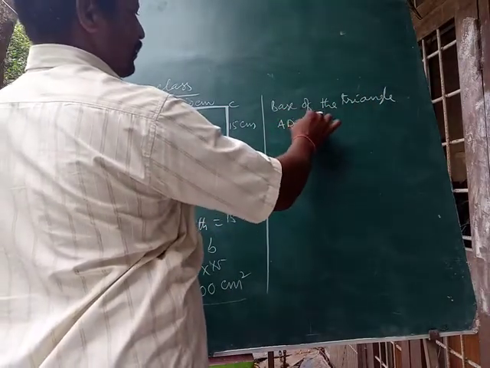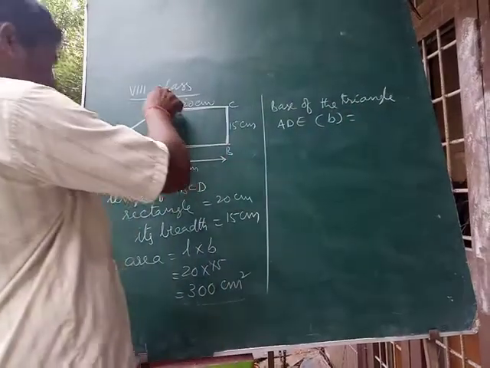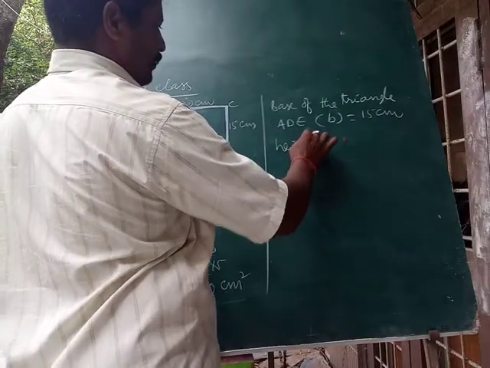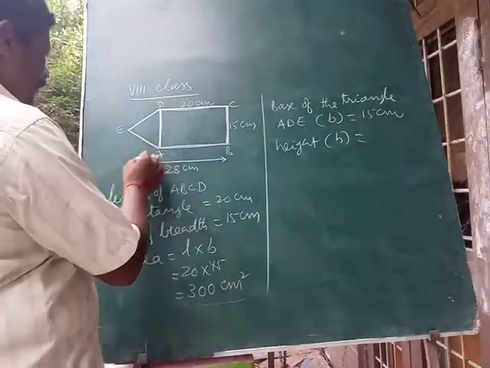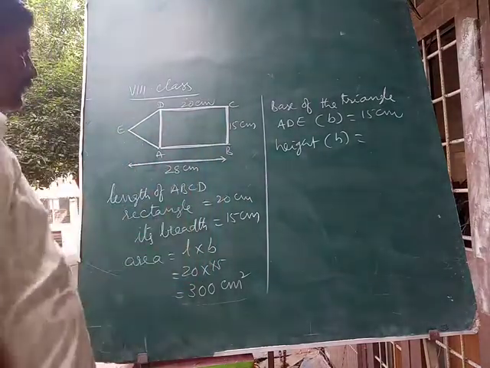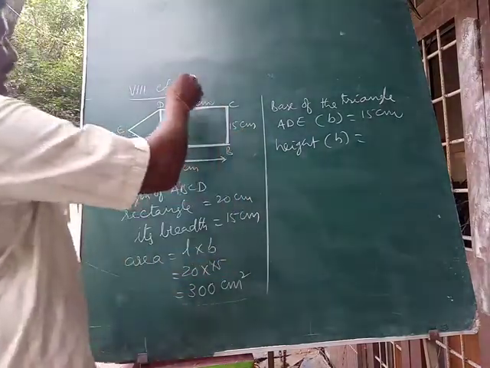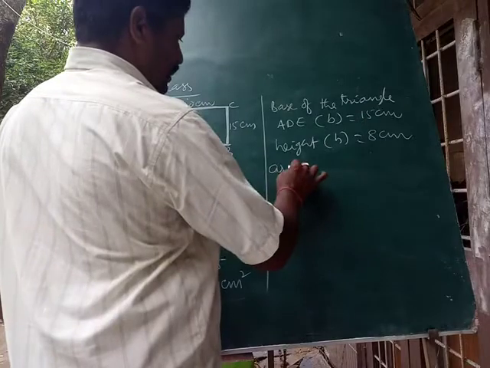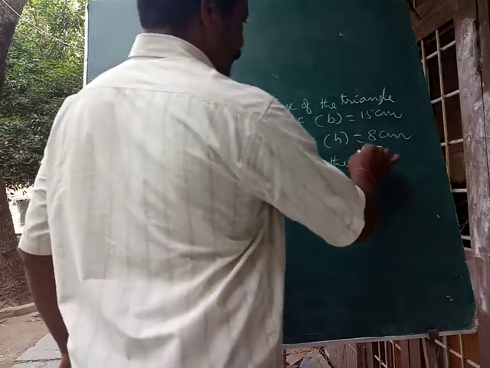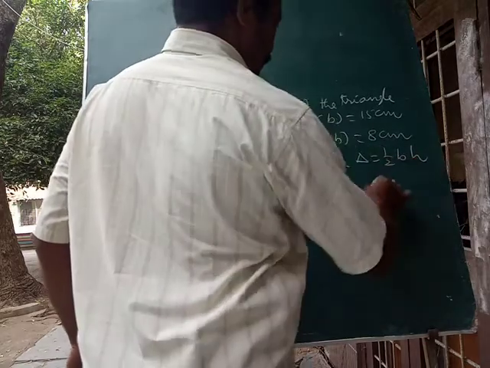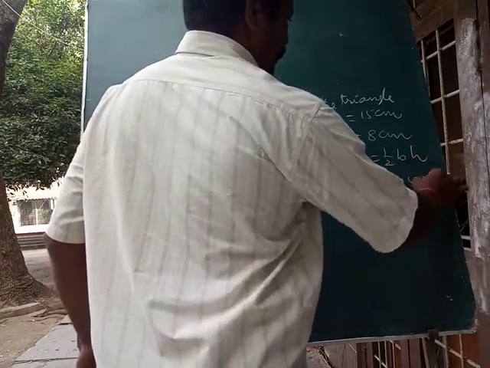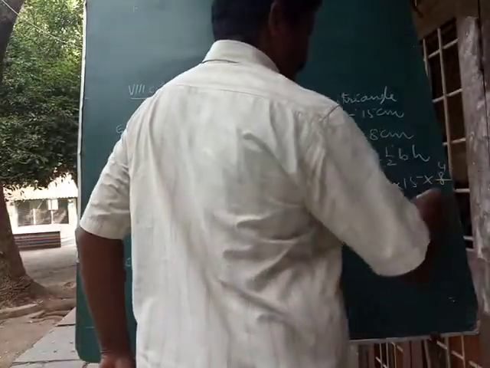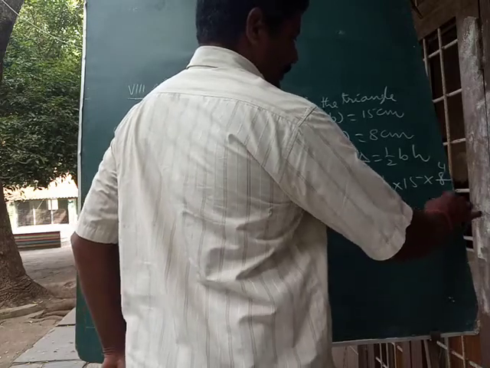Base of the triangle ADE is equal to 15 centimeters. Its height H is equal to, total length is 28 centimeters. From here to here the distance is 20 centimeters. Remaining, how much? 8 centimeters. Next, area of the triangle is half of B into H, 1 by 2 into 15 into 8. Base 15, height 8. These two cancel, 4 times. 15 fours are 60 square centimeters.